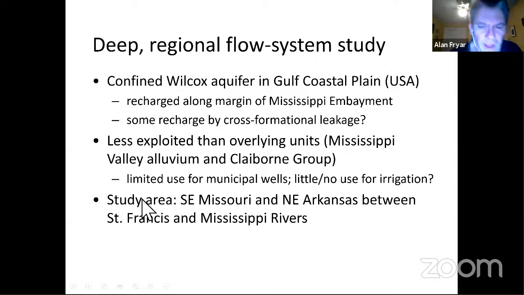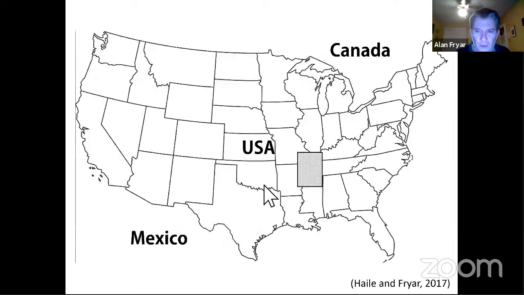And so the study area is the southeastern part of the state of Missouri and the northeastern part of the state of Arkansas, west of the Mississippi River and east of the St. Francis River. So this is a location map relative to the United States, and both case studies are within this region. The first case study is the western half of this rectangle, basically, whereas the second case study is kind of the northeastern quarter, maybe, of this rectangle.